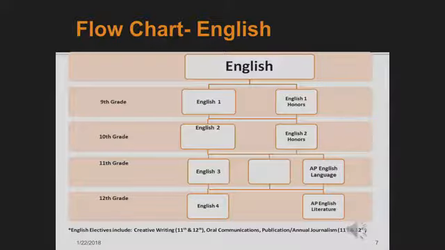Let's look at the English flow chart. As you can see, students have a variety of choices in regard to the English classes they can take from honors to AP. It even outlines grades 9, 10, 11, and 12.